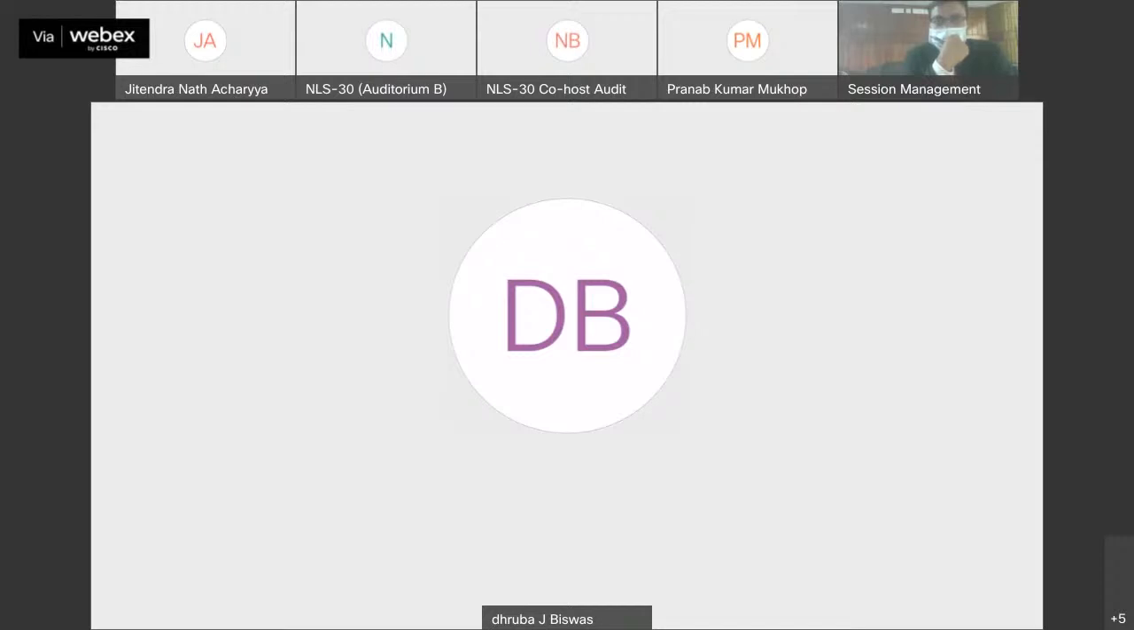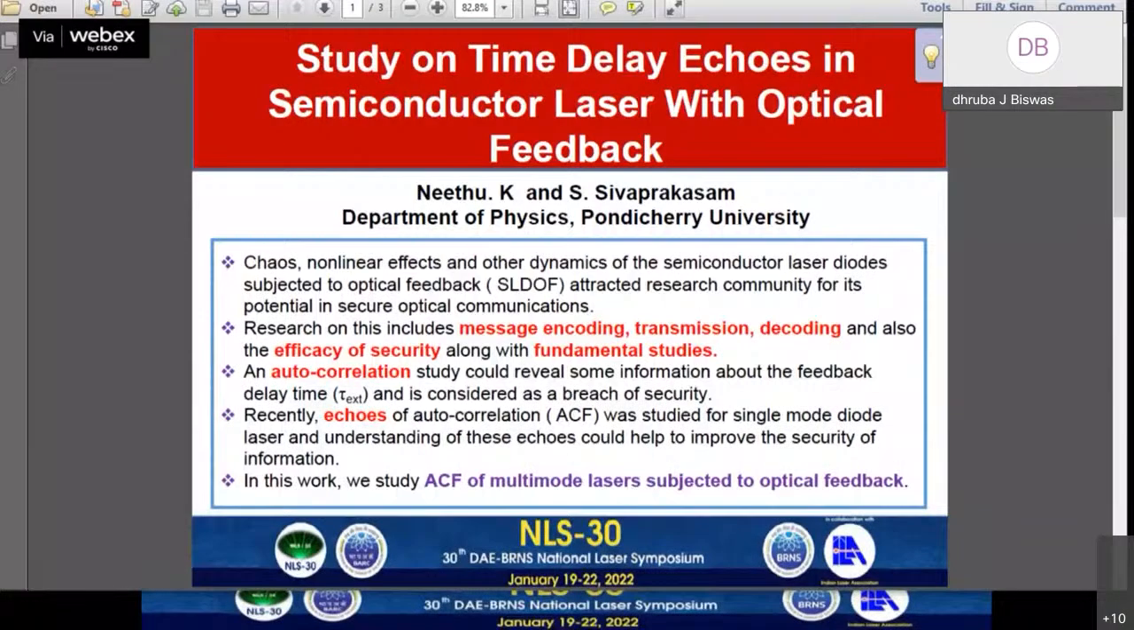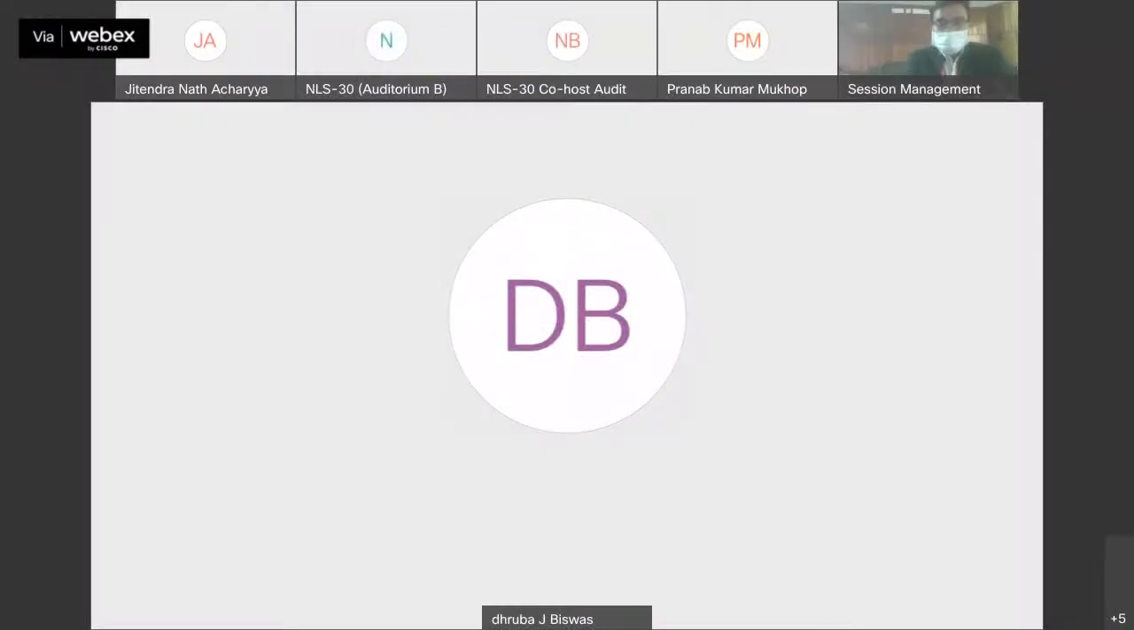Sir, that graph is shown. The autocorrelation function for the single mode case is also in the graph, sir. So the shift is there with the feedback. So how are you changing the number of modes in your setup? In the Lang-Kobayashi model, the gain parameter and everything is dependent on the number of modes. You have done experiment also, right? No, sir. Only theoretical work, sir.